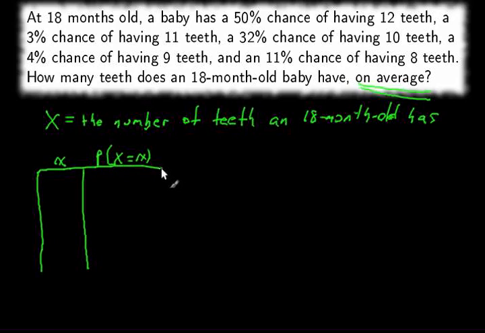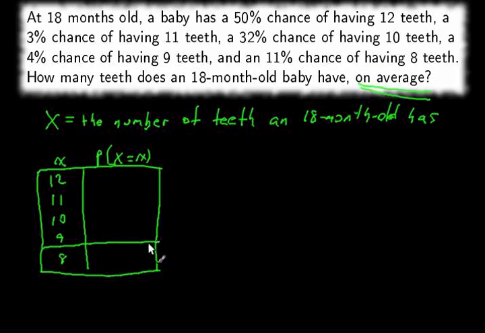So the possible values for x are listed here: 12, 11, 10, 9, or 8. So we can put those in either order. It doesn't really matter. So since they're listed 12, 11, 10, 9, 8 in that order in the paragraph, that's the order I'll put them in the chart.